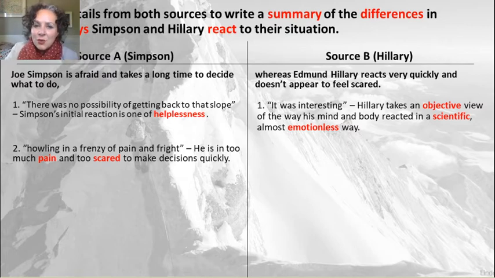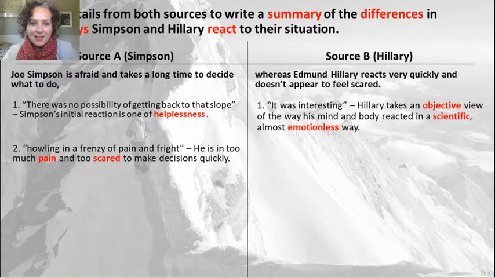This is when Joe, he's on the rope and the rope smashes him against the side of the wall, hitting his broken leg, and he ends up howling in a frenzy of pain and fright. He is in too much pain, isn't he? And he's too scared to make any sort of decision. So the way that he reacts is that he's terrified and he's in pain, he's frightened, he's howling, he's panicking, he's not coping with this very well. Don't blame him. I think that's probably the way all of us would react.